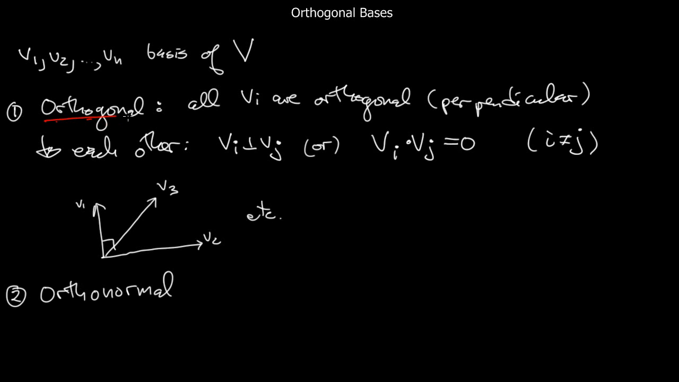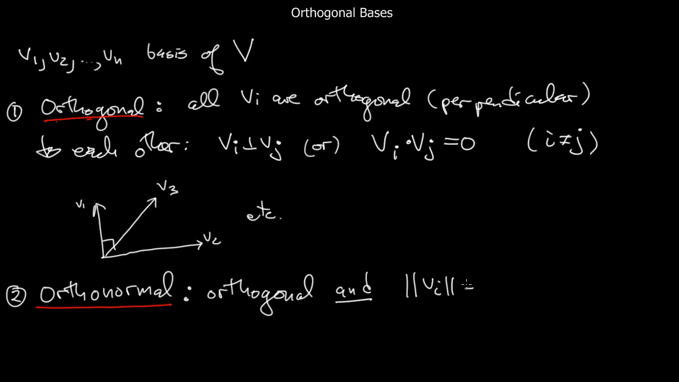Now, another condition is the vectors could be orthonormal, which is an additional condition. So orthonormal means, first of all, that they're orthogonal, and second of all, that all of the vectors have length 1. So that's a so-called normal condition. You say a vector is normal if it has length 1, and orthonormal is meant to include orthogonal plus the normal condition.